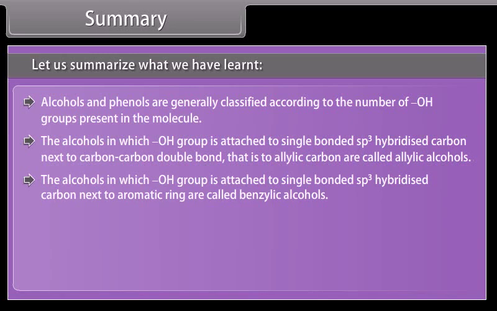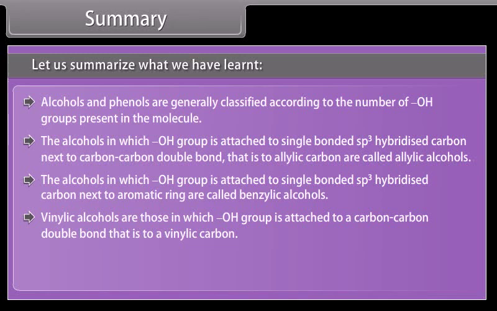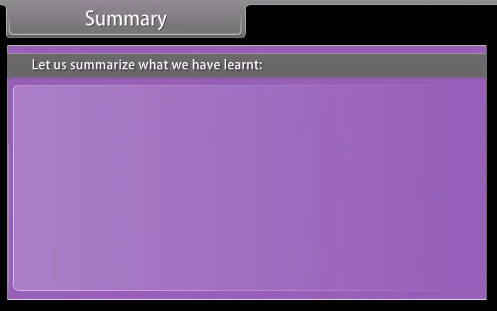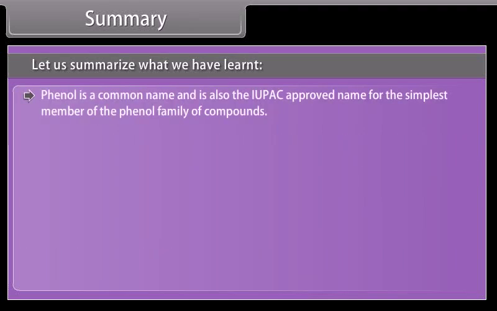The alcohols in which hydroxyl group is attached to a single bonded sp3 hybridized carbon next to an aromatic ring are called benzylic alcohols. Vinylic alcohols are those in which hydroxyl group is attached to a carbon-carbon double bond, that is, to a vinylic carbon. Alcohols can be named either by using common name system or by IUPAC system of nomenclature. Phenol is a common name and is also the IUPAC approved name for the simplest member of the phenol family of compounds.